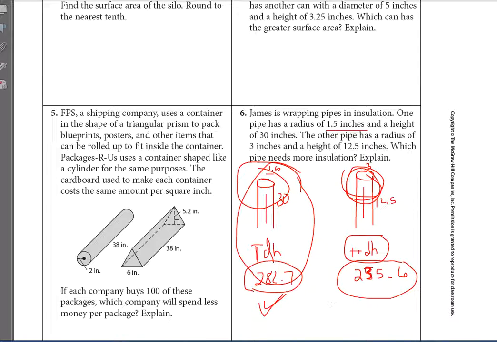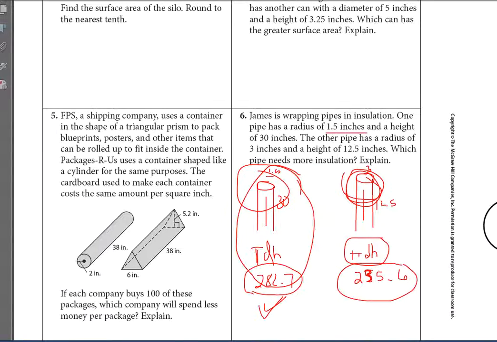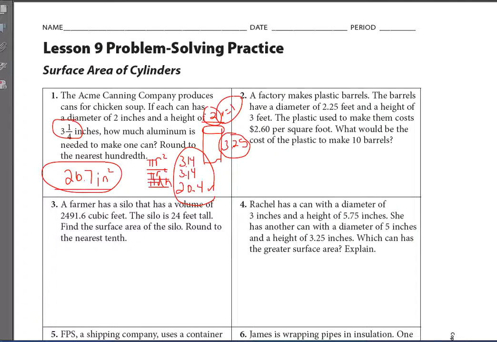So this pipe right here, the one with the 1.5-inch radius, is going to need more insulation. Remember that in order to get a C, you would just need to do one more problem, a B, 2 more problems, A, 3 more problems, and then finish the worksheet for an A+. But hopefully that got you started on these homework problems on finding the surface area of cylinders.